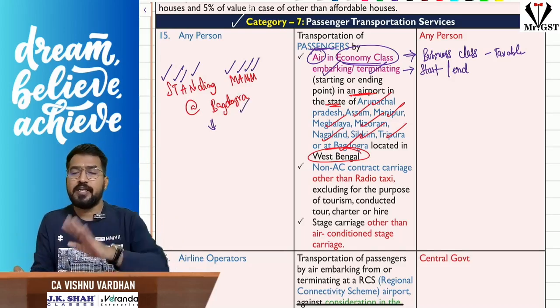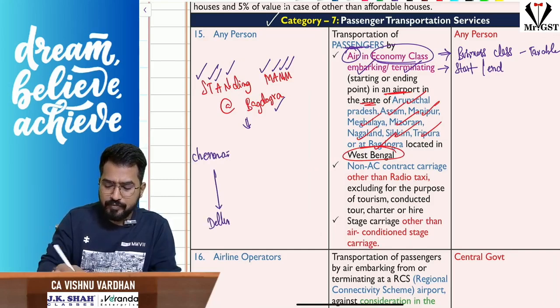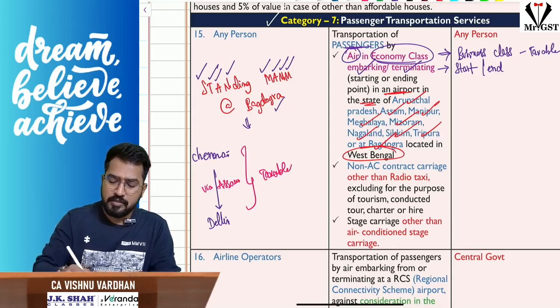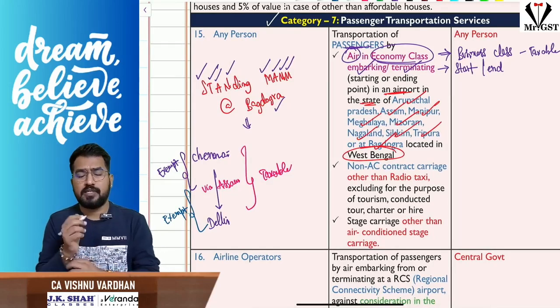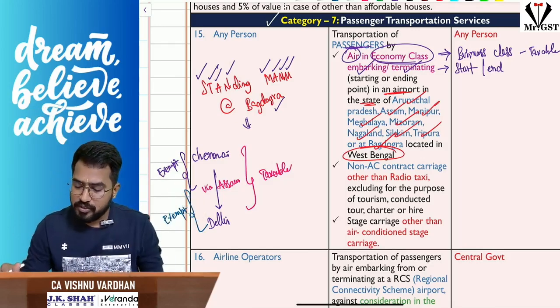But either the starting point or ending point should be these places. For example, you are traveling from Chennai to Delhi via Assam. Then this is taxable. Are you understanding the point? Chennai to Assam is exempt, or Delhi to Assam, Assam to Delhi is exempt, but Chennai to Delhi via Assam is not exempt, it is taxable. Clear? So that is the concept.